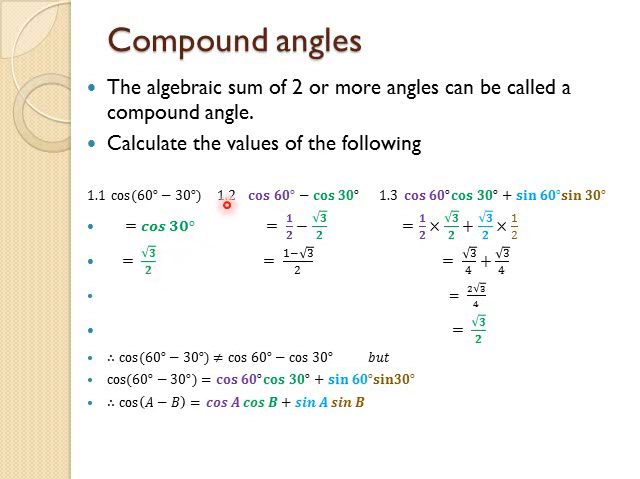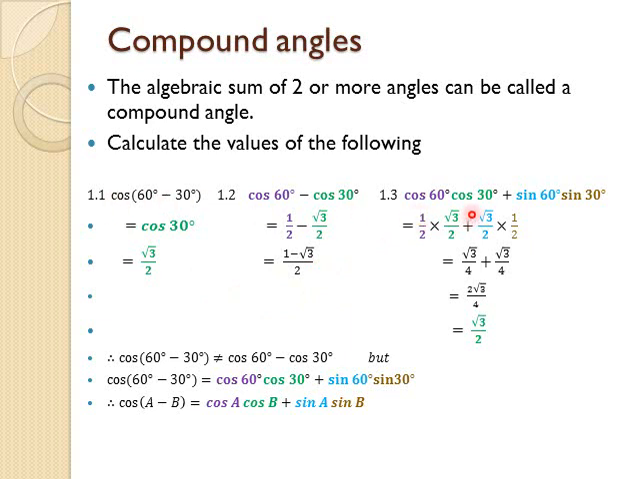If we try to expand this as cos 60 minus cos 30, cos 60 is a half, cos 30 is square root 3 over 2, so we have 1 minus square root 3, over a common denominator of 2. We can only add two fractions if they have a common denominator, right? So this answer and the first answer are not the same.